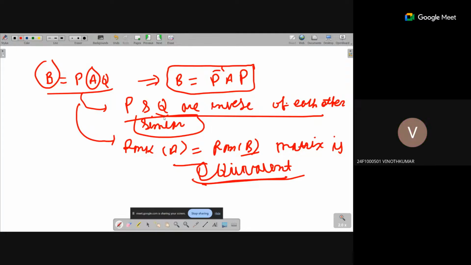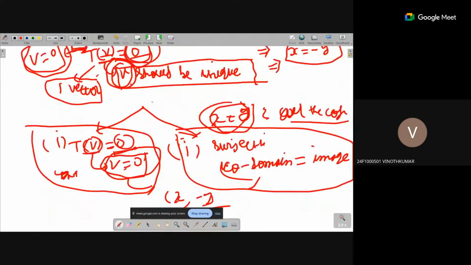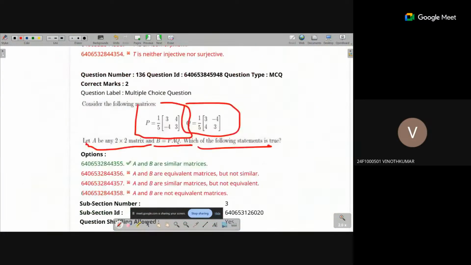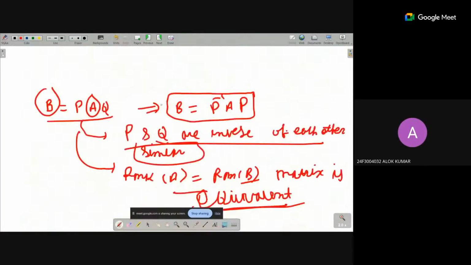But here P is an n into n matrix and Q is an m into n matrix. The dimensions are different, correct? Basically, any square matrix can be a similar matrix, and an equivalent matrix can be an m cross n matrix.